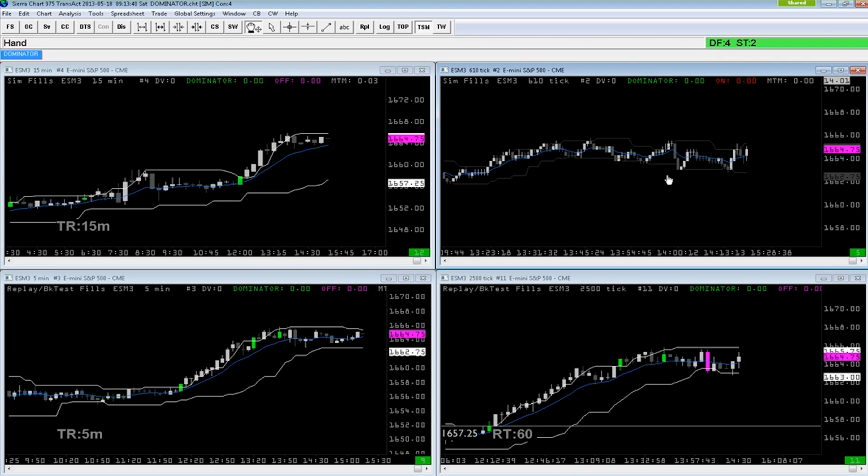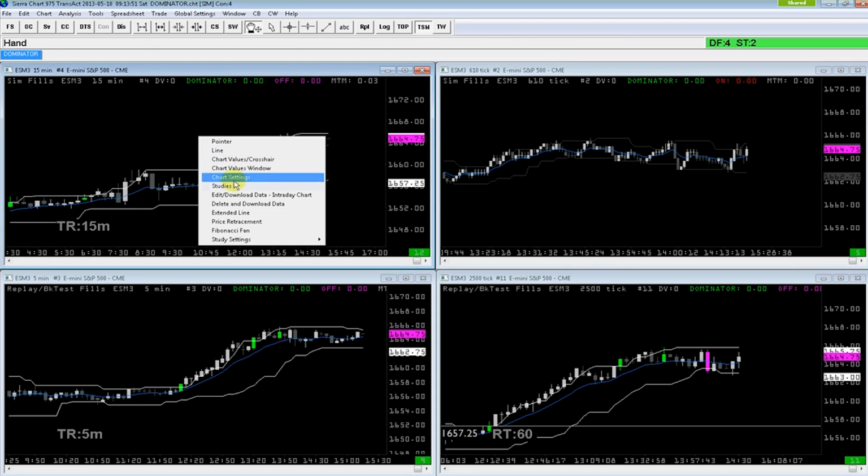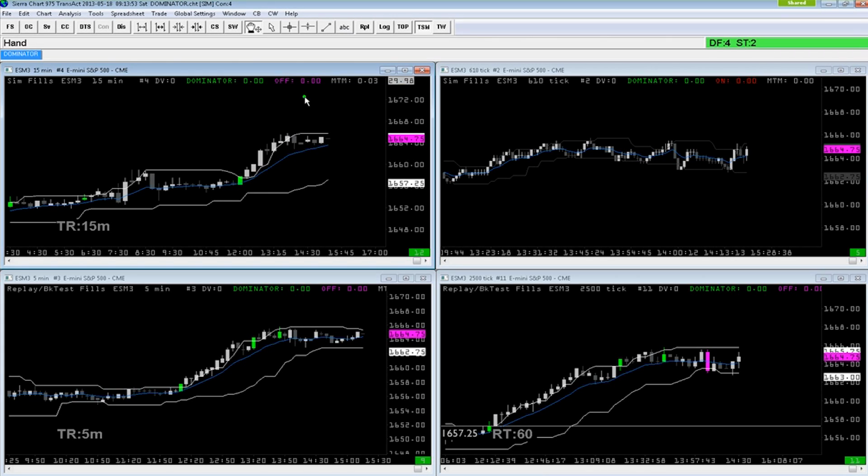So all your charts are synced in that fashion. You're seeing the same study settings applied to every chart, whether the study is on or off. We would recommend doing that. But like you said, typically we leave one on. I mean, if we're going to be trading live, we turn it on because that's a benefit of the program.